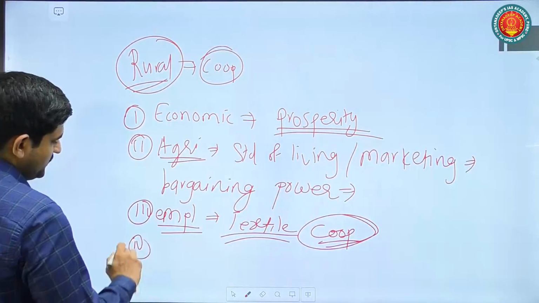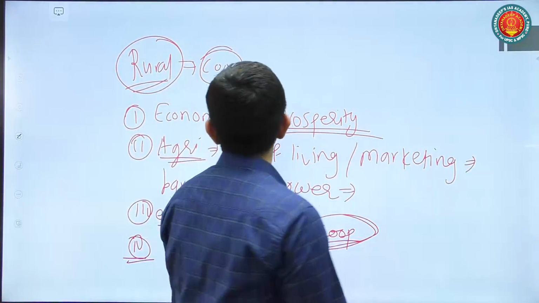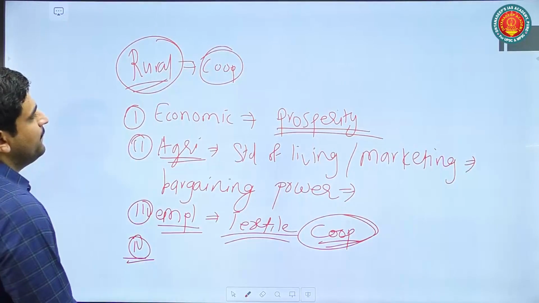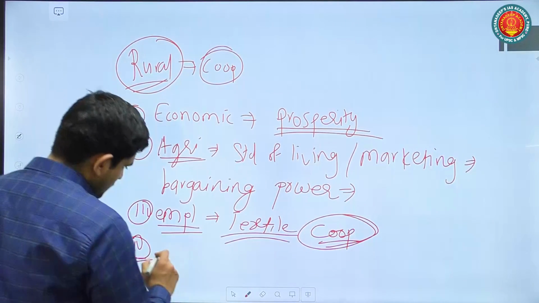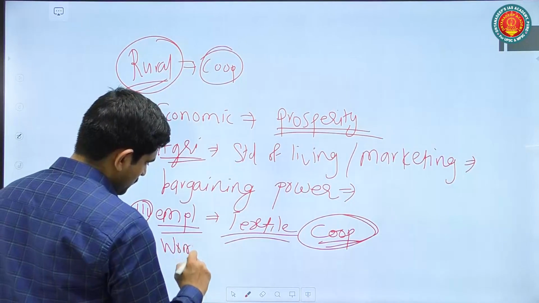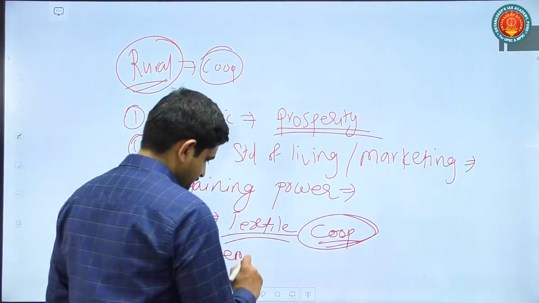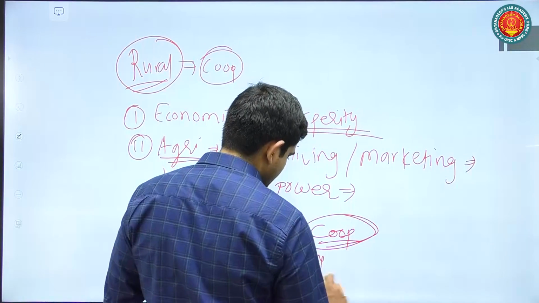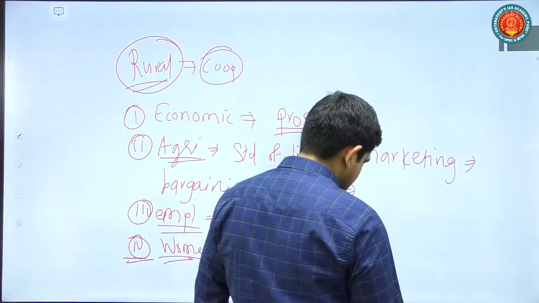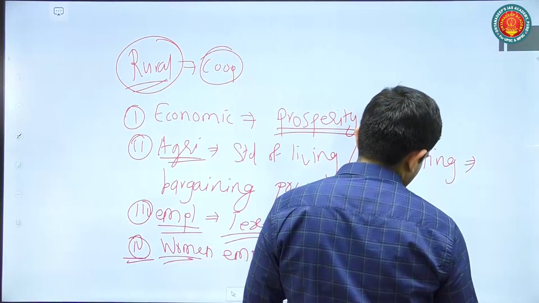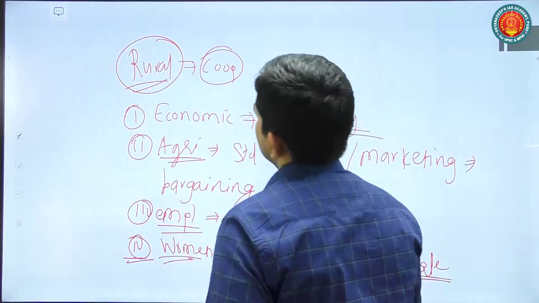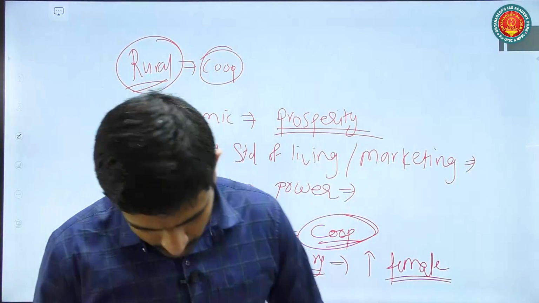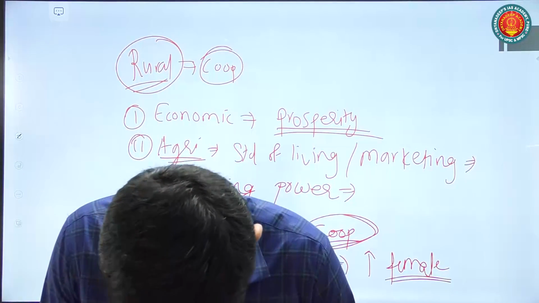Then you can also mention cooperatives are rural backbones, because cooperatives are playing a role for women empowerment also. For example, dairy cooperatives, if you think about Amul, have resulted in an increase in the income of females working in the dairy sector. Okay, so these are the various benefits of cooperatives.